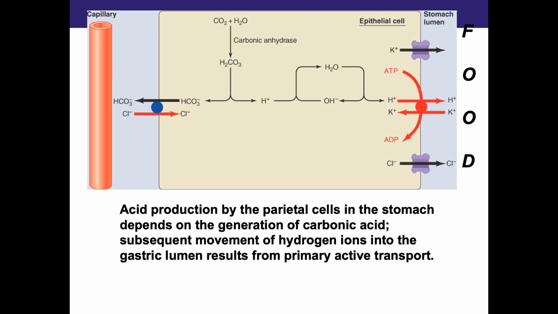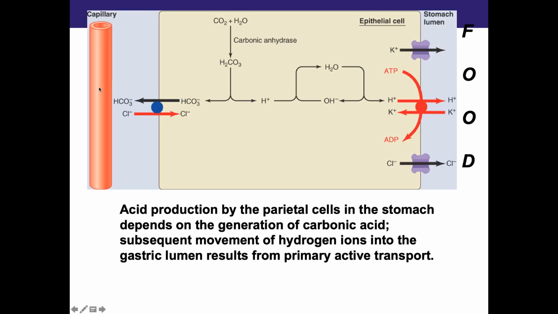Okay, so for every carbon dioxide molecule, one proton is secreted and one bicarbonate is reabsorbed into the blood. Okay, so bicarbonate is actually transported by the chloride bicarbonate exchanger. This is what's known as the alkaline tide, right? You're transporting all of this buffer into the blood.